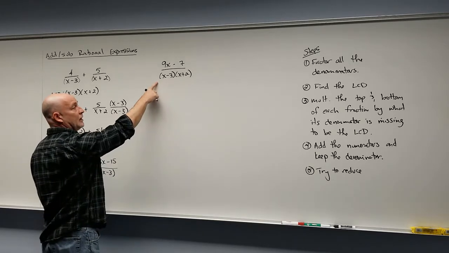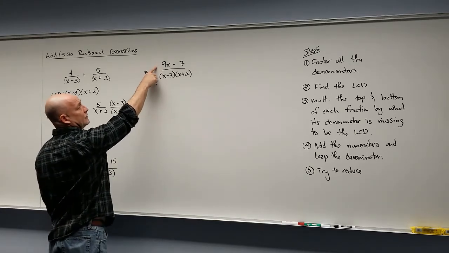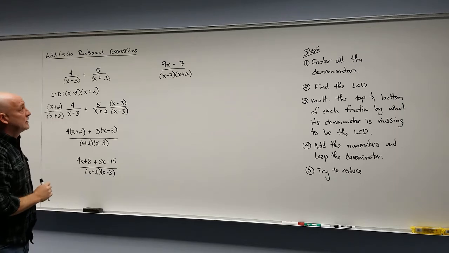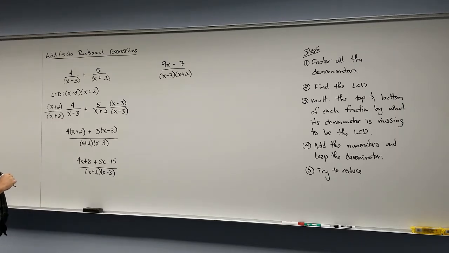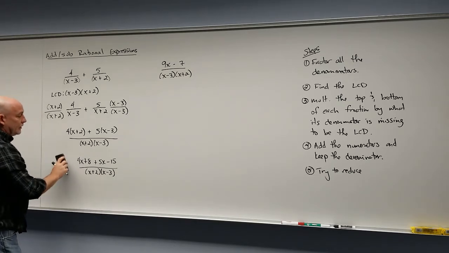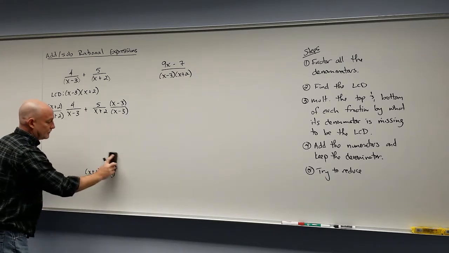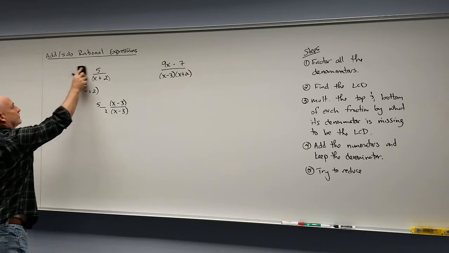Well, the good news is the bottom's already factored for us. The top won't factor anymore, so that's it. We're done. We are done adding those two rational expressions. All right, let's try another one here. Make it a little bit harder.